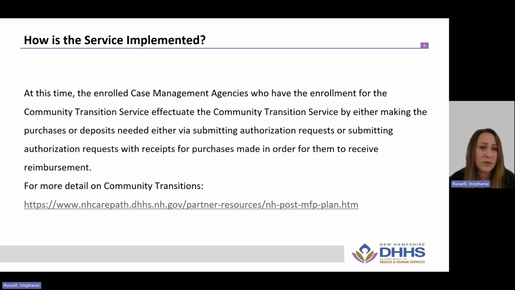At this time, the enrolled case management agencies who have enrolled for the Community Transition Services effectuate the Community Transition Service by either making the purchase or deposits needed, either via submitting authorization requests or submitting an authorization request with receipts for purchases made in order for them to receive reimbursement.